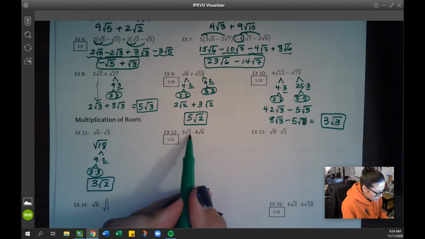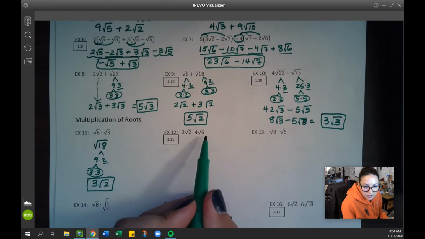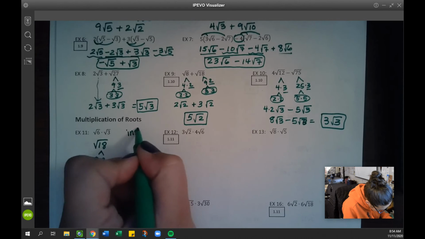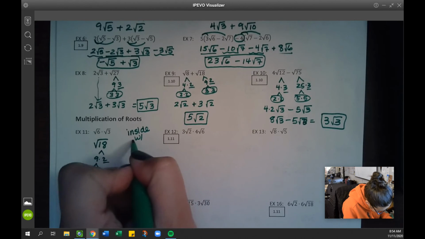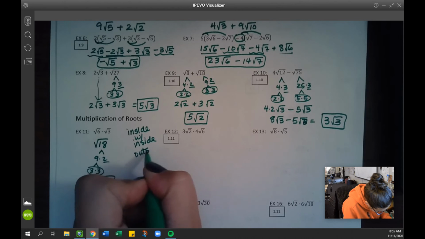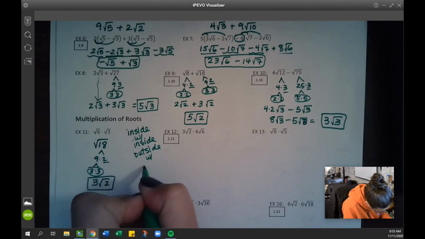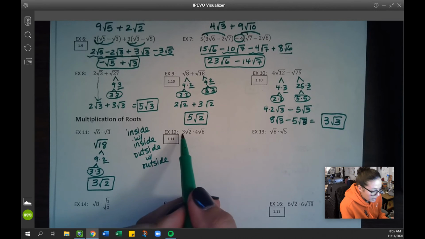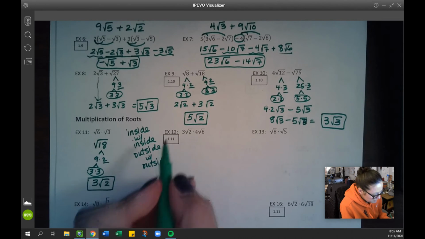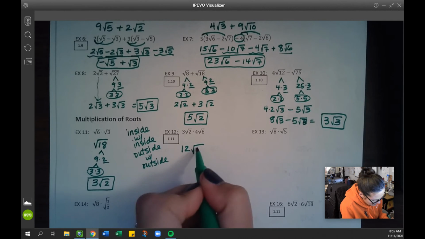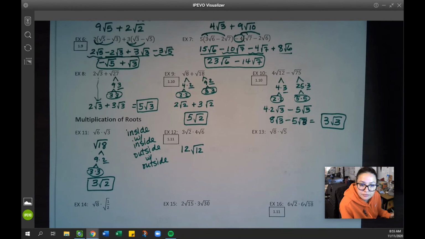Example 12, 3 square roots of 2 times 4 square roots of 6. Here's the rule. We go inside with inside and outside with outside. So what does that mean? That means I'm going to do 3 times 4, the outside with the outside, and 2 times 6, the inside with the inside. 12 times the square root of 12.